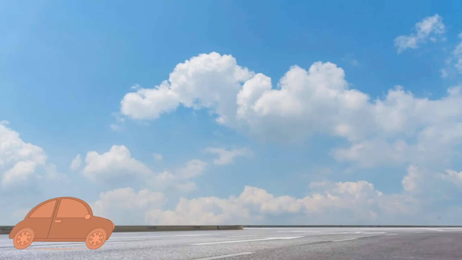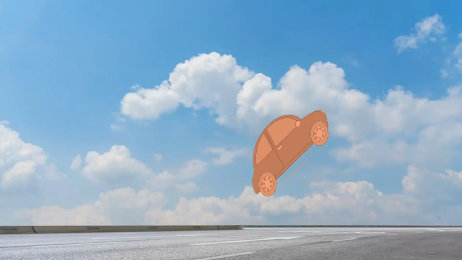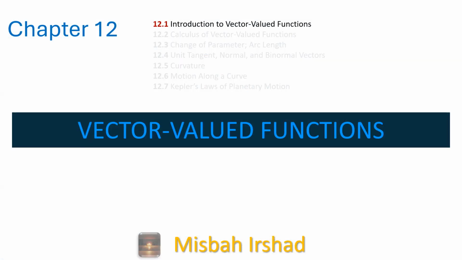Before getting into mathematical formulas, suppose I ask where this car will be after 5 seconds. Giving only the x coordinate is not enough. We also need the y coordinate. And if it is flying, we need the z coordinate too. So instead of one function, we need three functions working together. This idea leads to vector valued functions.